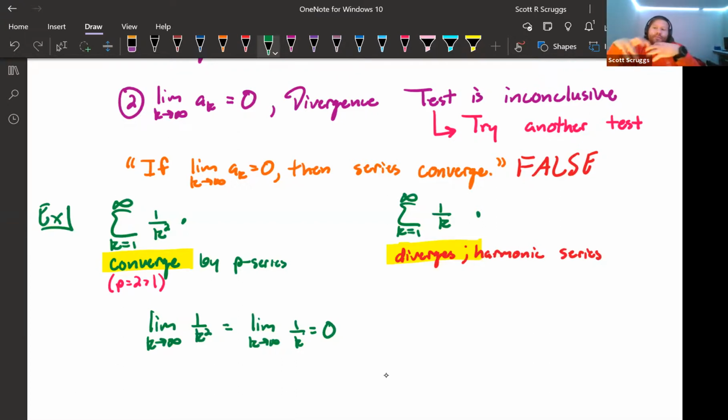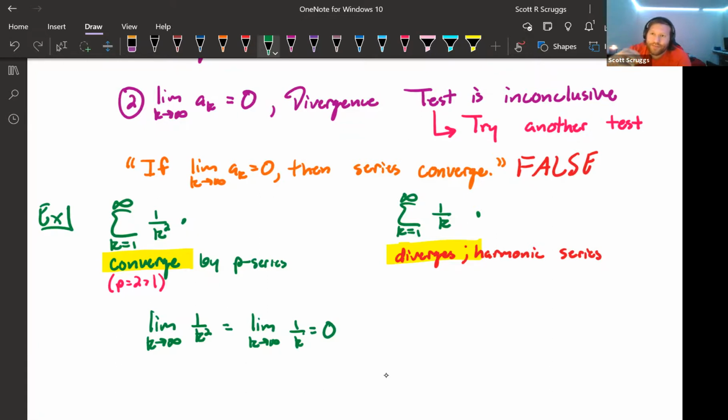So I added that example to illustrate that just because you get that the limit of the terms as k goes to infinity equals 0, that does not tell you that the series will converge. That is a false statement. That's perhaps the most common mistake that I see with using the divergence test. And I do not want you all to make that mistake. So that's why I want to reiterate that.